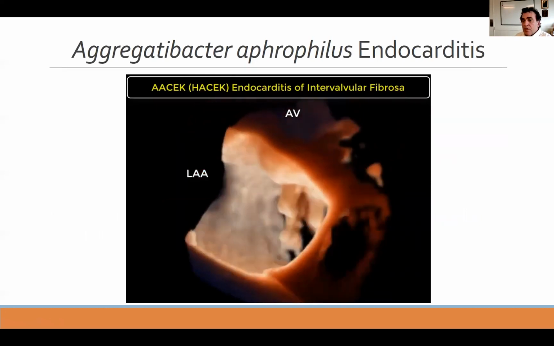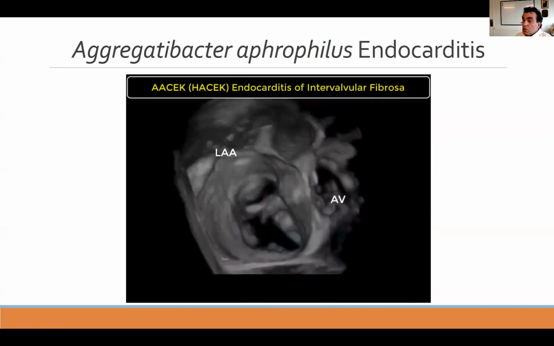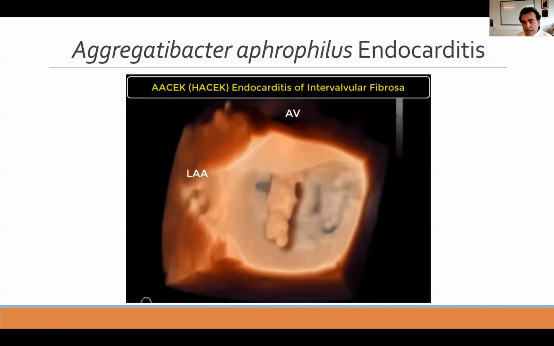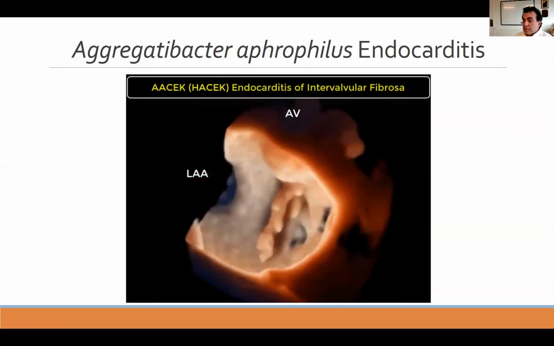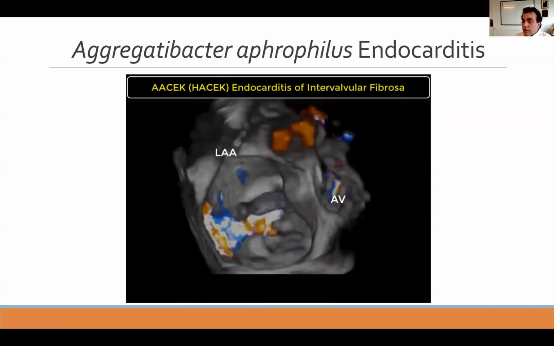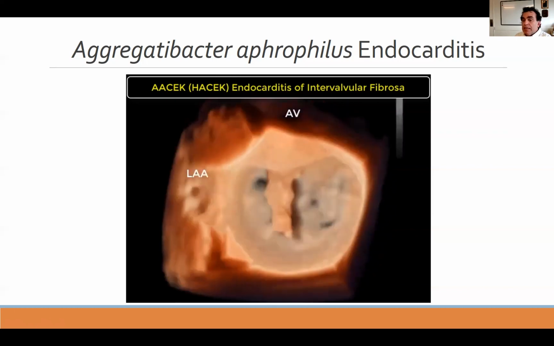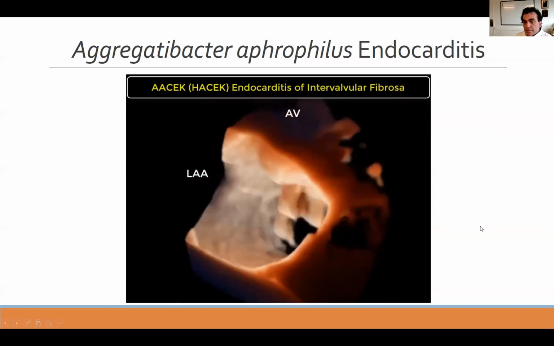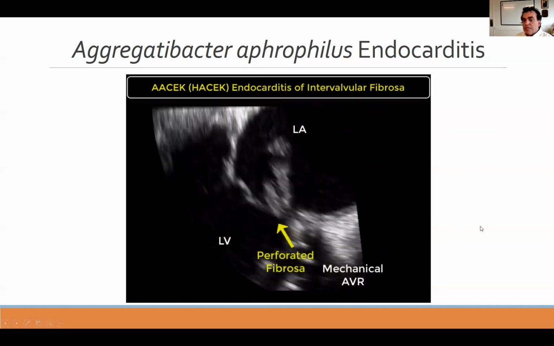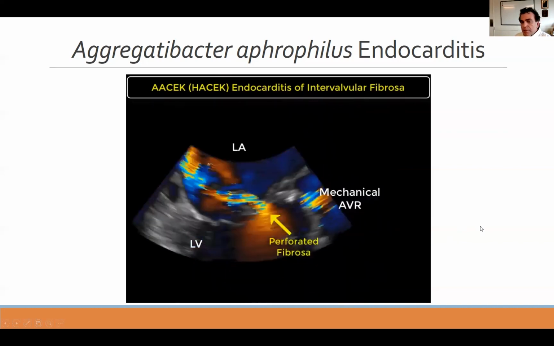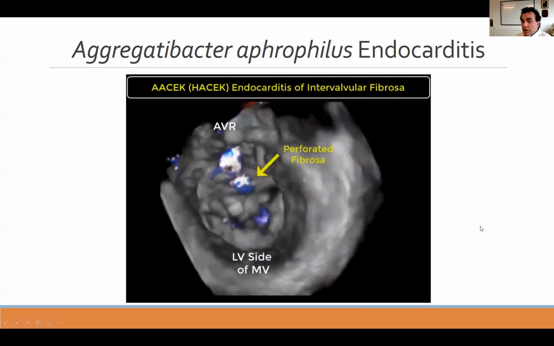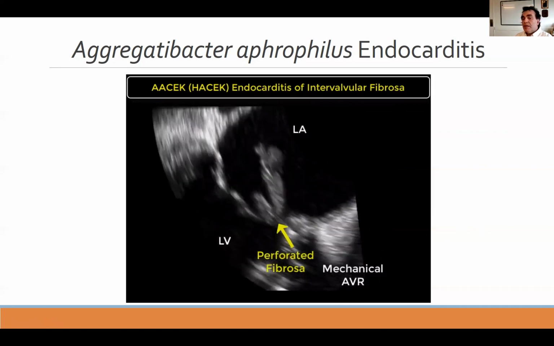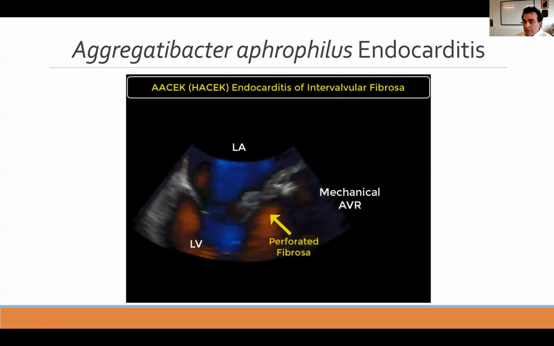This is ACEK endocarditis of the intervalvular fibrosa, which nicely summarizes several of the aspects. There is a large vegetation from the side, and then you see that it involves the intervalvular fibrosa, leading to leaflet perforation. And now we can actually see on 2D imaging that there is a perforated intervalvular fibrosa leading to severe mitral regurgitation.